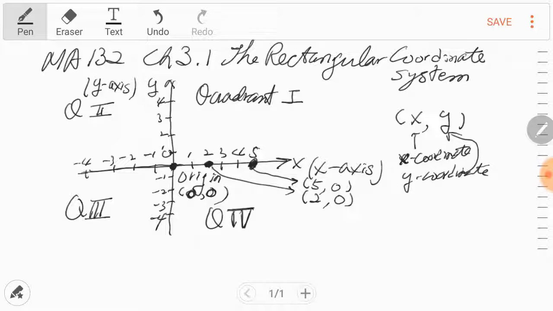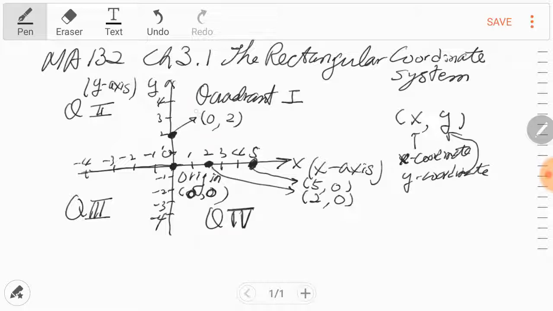Okay, how about this point? The point on the y-axis. The coordinate of this point: from the center, it didn't go to the right or left. So the x value is 0. And it moved 2 units up. So the y coordinate is 2.